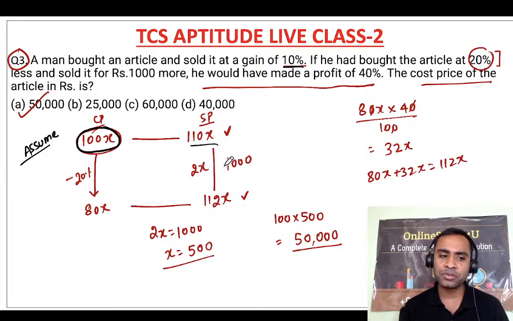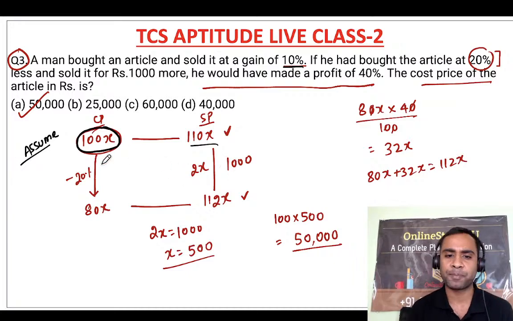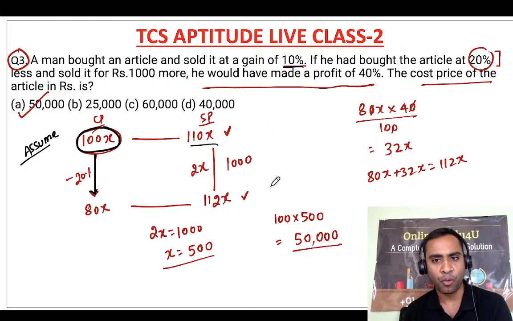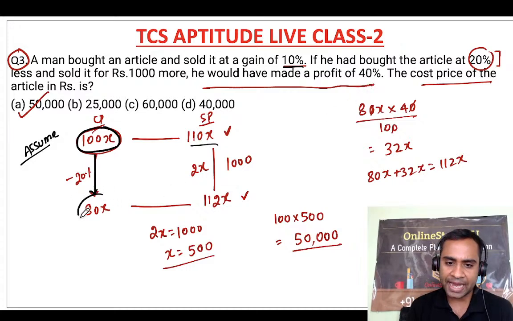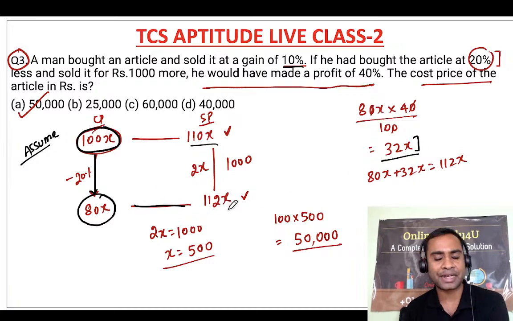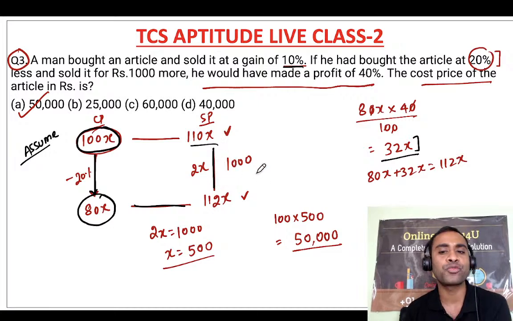Now they are telling, if he had bought the article at 20% less, so 20% less means 80x. And if he would have sold it for 1000 rupees more than earlier, then he would have made a profit of 40%. So 80x, and 40% of that is 32x. Then the selling price is 112x, and the difference here is 1000 rupees.